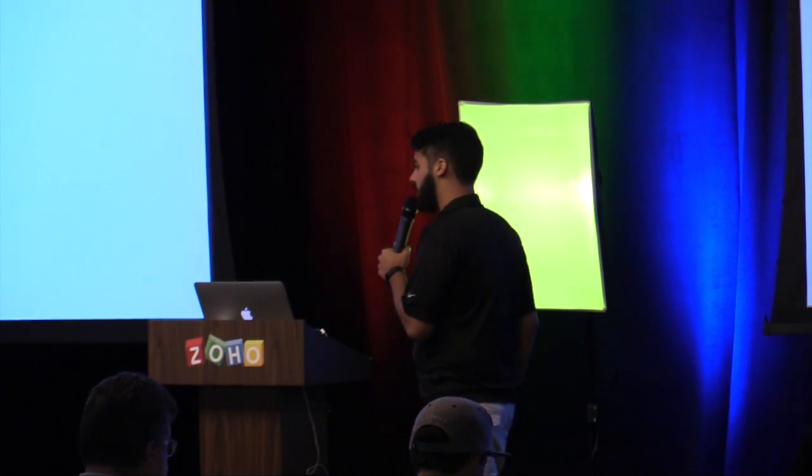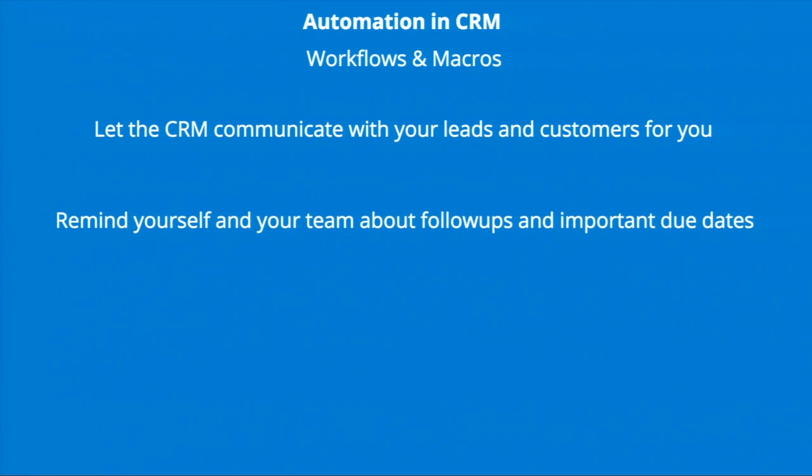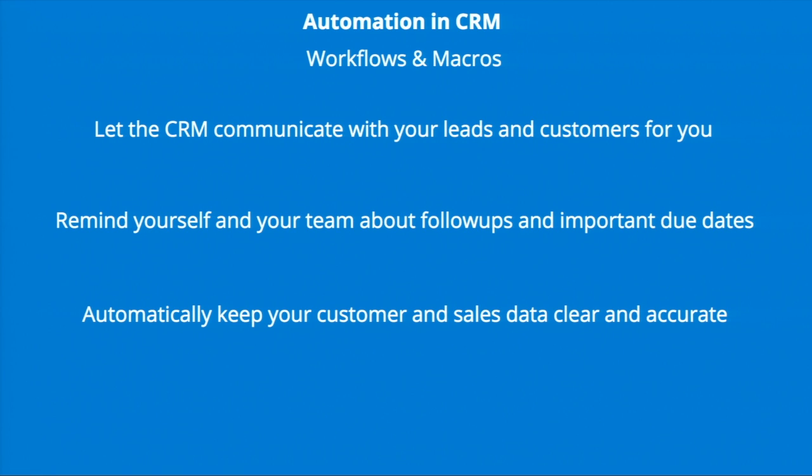All right, so we're just going to do a little recap of what we talked about in this session. We first went over the workflow example, right? Whenever something happens in the system, that's the if part, and what actions can be taken is the then part. So we went over workflows and macros. It lets the CRM communicate for you by sending out emails and following up with your leads via email, also reminding your reps or yourself to follow up with those customers by creating a task, and automatically keeping your customer and sales data clean and accurate by making field updates.